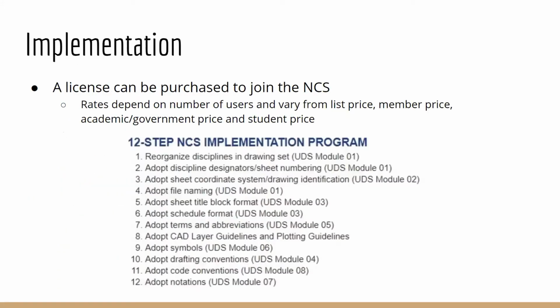In order to implement the NCS, you must buy a license. The rates depend on a number of users per license, and they vary from list price, member price, academic/government price, and student price. And below is a 12-step implementation program from their website.